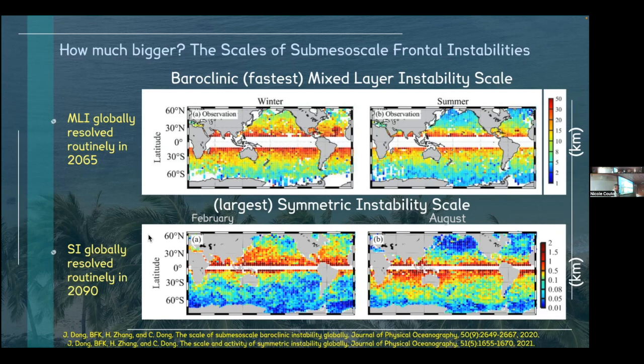We can't just put these dynamics in; we still have to continue to understand them before we can put them in. And this other instability, symmetric instability, won't be globally resolved until 2090, because these are now 2 kilometers to 10 meters in scale. So smaller, still sub-mesoscale, still largely hydrostatic, still frontal related, but much, much smaller. And I would be happy to talk about the details of how we get at those, which is not easy, but I just want to say now we kind of know how big they are.